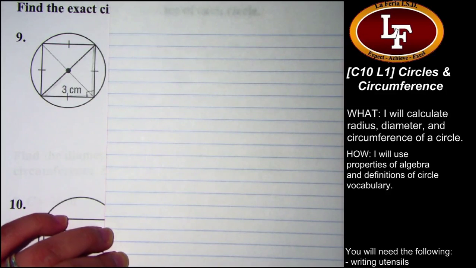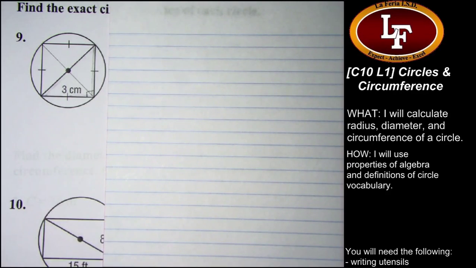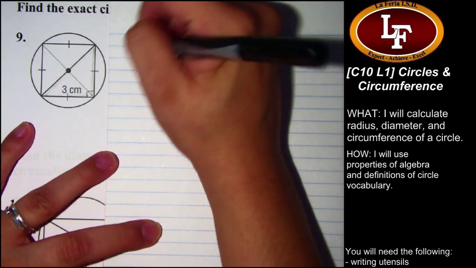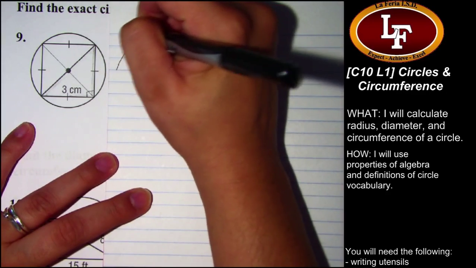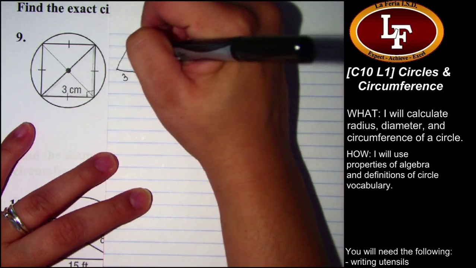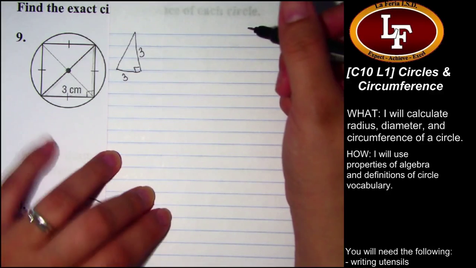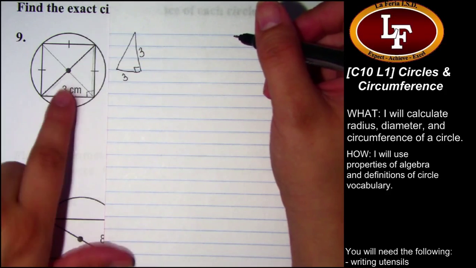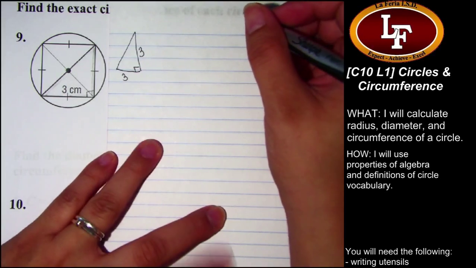Alrighty, so here we go. I know that I've got some sort of right triangle sitting here. Clearly not drawn to scale, but I know that each of those legs are congruent to each other. They're both 3 centimeters, and I'm pulling that from this figure right here.